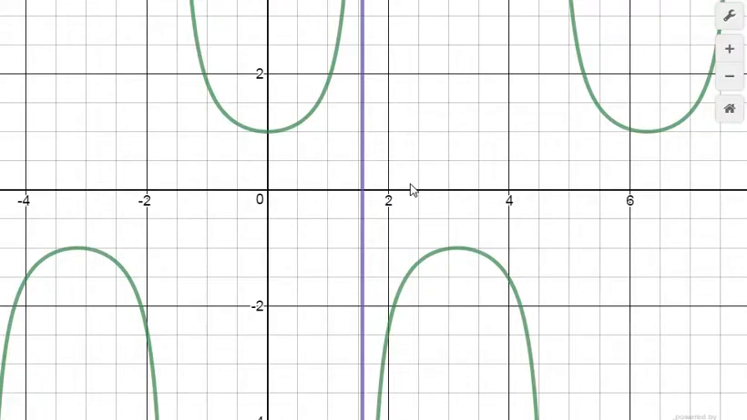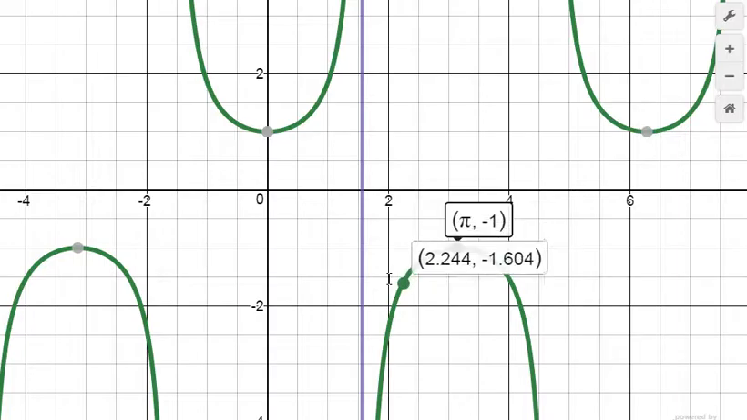So what's the limit as x approaches pi over 2 from the left? As the value of x gets close to this purple line from the left, that is from the negative side of things, where's the value of the secant going? Infinity. So the limit from the left is positive infinity. What's the limit from the right? Negative infinity. So as you approach from the right, this function is going towards negative infinity.